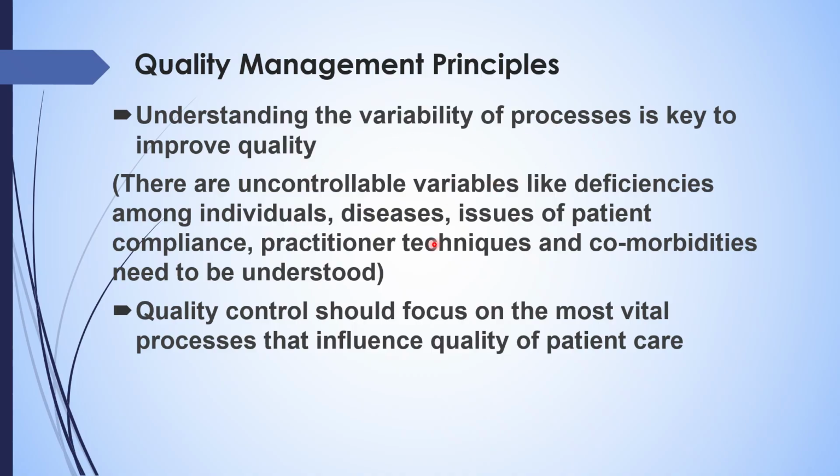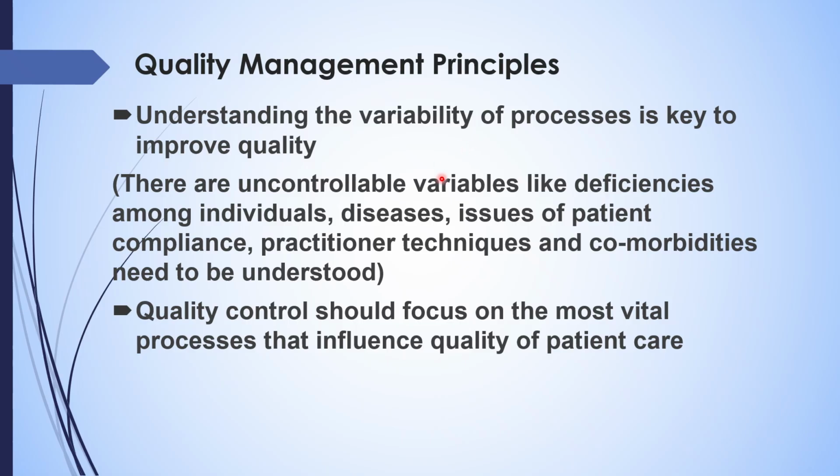There are uncontrollable variables like differences among individuals, diseases, issues of patient compliance, practitioner techniques, and comorbidities to be understood. There will always be individual differences. One practitioner is doing things in one way and another is doing it in a different way. So there is a lot of variability within the healthcare system. Understanding the variability of processes is key to improve quality.